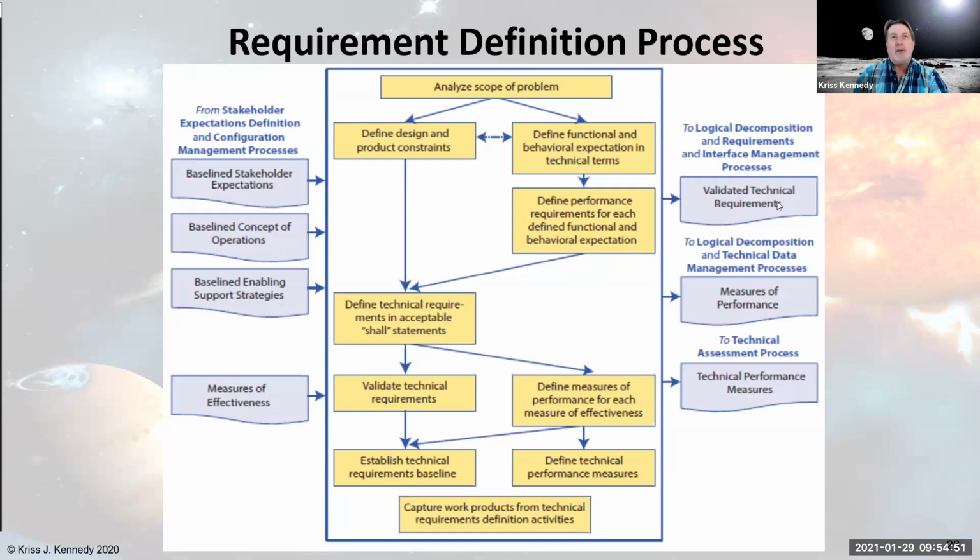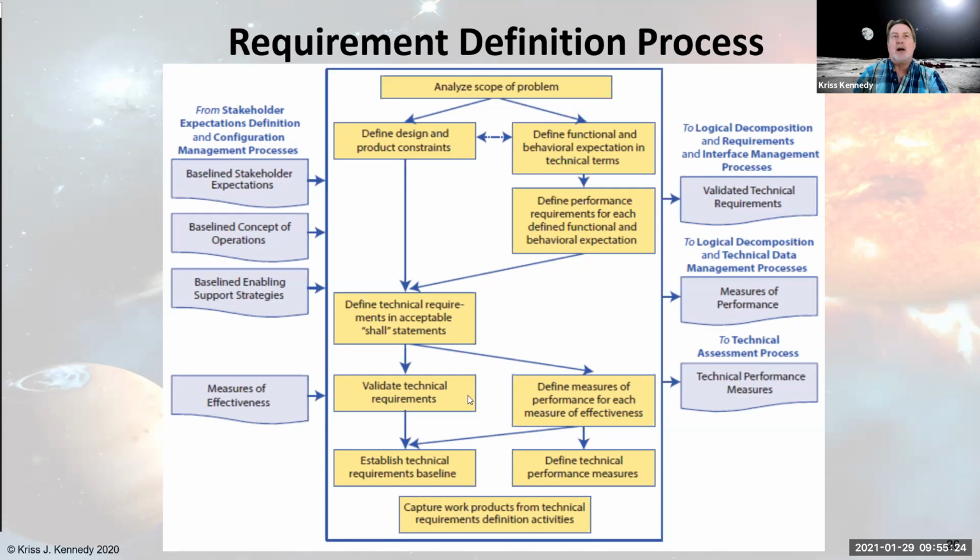So here's the requirements definition process. You have your inputs that come from your stakeholders and configuration management, and then you begin to analyze the scope of the problem. You define the design and product constraints. You define the functional behavior expectations, or in terms of technical. Then you define the performance requirements for each as defined by the functional and behavior expectations. From that, you define the technical requirements in acceptable shall statements.